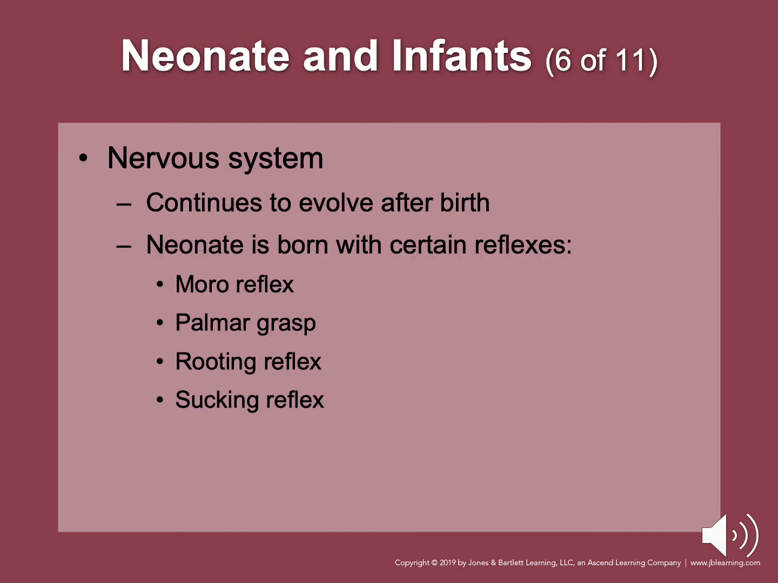The nervous system continues to evolve after birth. A neonate is born with certain reflexes. The startle reflex happens when a neonate is surprised by something or someone. He or she will open up their arms really wide, spread their fingers, and seem to grab at things. A palmar grasp occurs when an object is placed in the neonate's palm. The rooting reflex takes place when something touches the neonate's cheek. The neonate will turn his or her head toward the touch, and a second reflex occurs when the infant's lips are stroked.